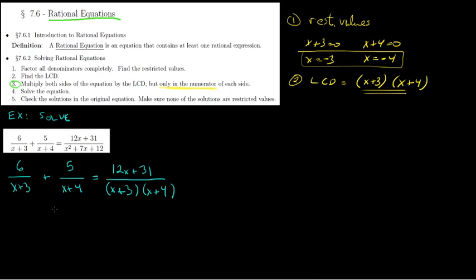Rather than do it vertically here, well, no, I guess I have to. I'm going to have to copy this down again here. So 6 over x plus 3 plus 5 over x plus 4 equals 12x plus 31 all over x plus 3 times x plus 4. Why did I have to copy it down?